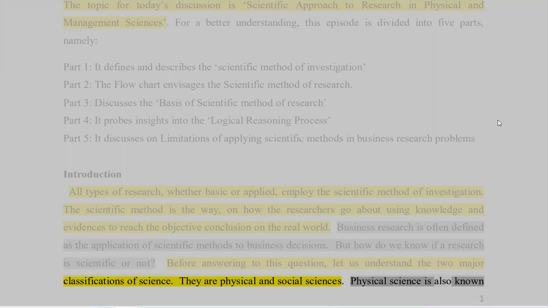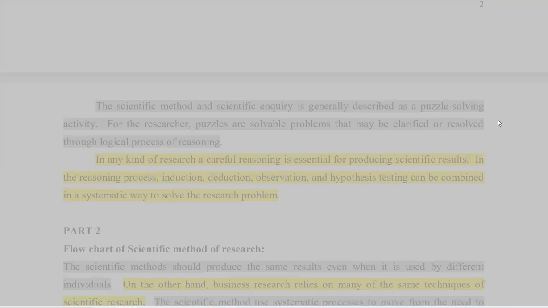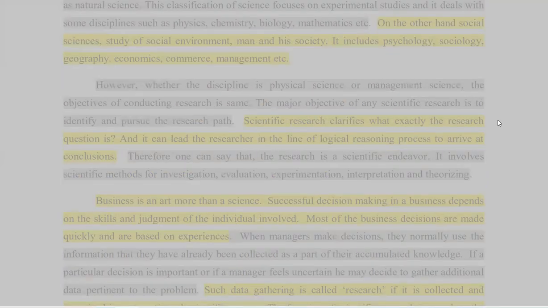Physical science is also known as natural science. This classification of science focuses on experimental studies and deals with disciplines such as physics, chemistry, biology, mathematics, etc. On the other hand, social sciences study the social environment, man and his society. It includes psychology, sociology, geography, economics, commerce, management, etc.